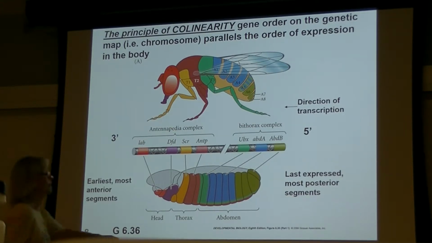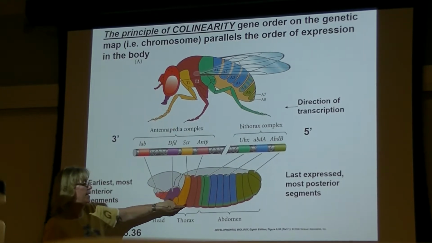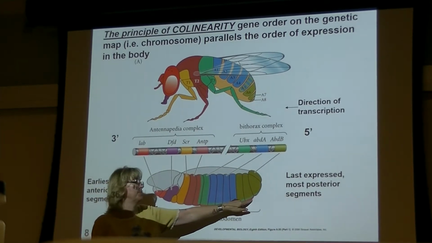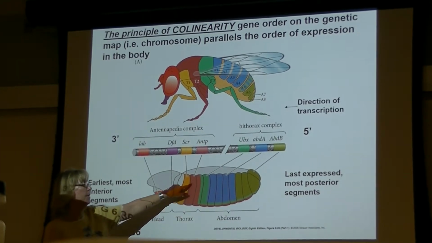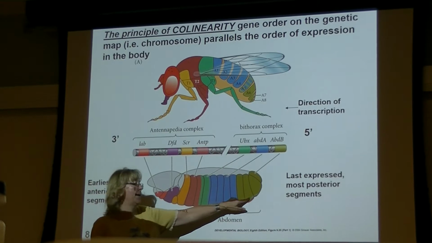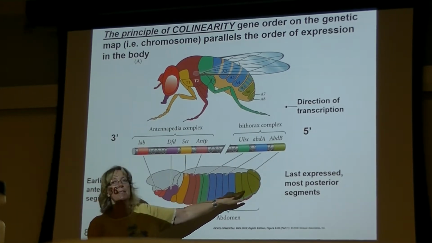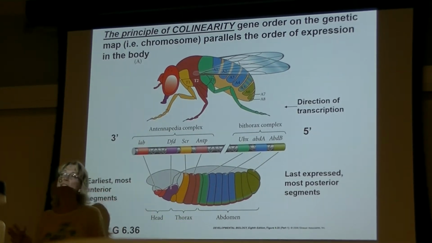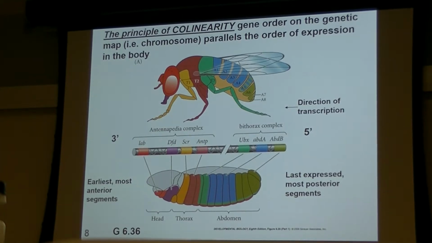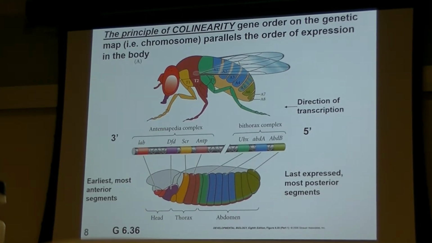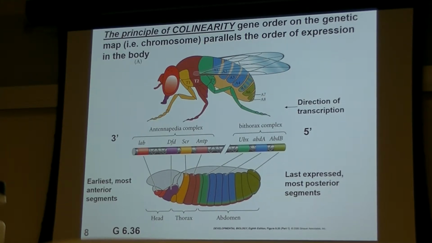I'll just point out also that some of these genes are expressed in big swaths. So this purple gene goes all the way from thorax clear down to the abdomen. So they overlap a little bit. It's not like there's one gene only in that area, but you get a unique combination of these homeobox genes being expressed in each region on the anterior posterior axes.